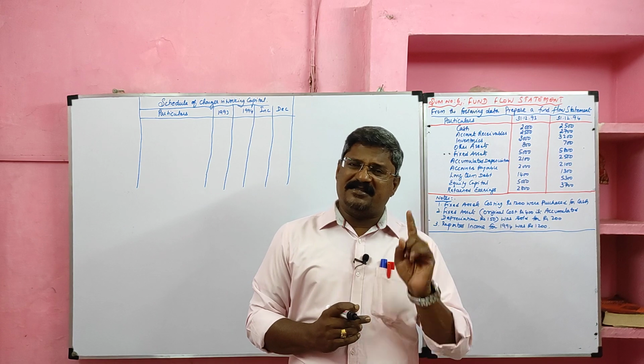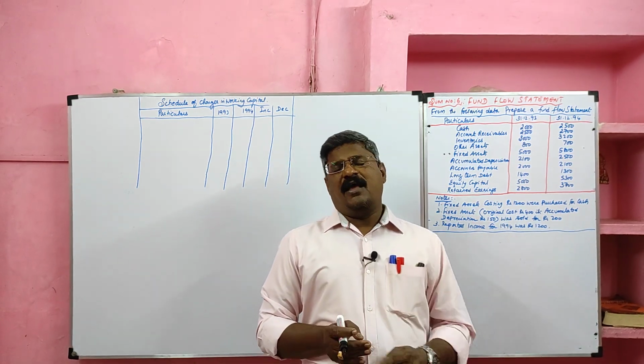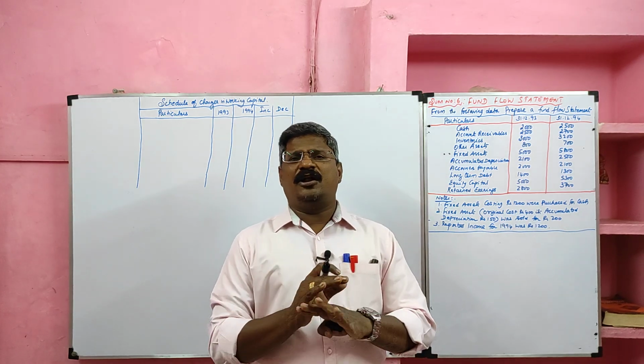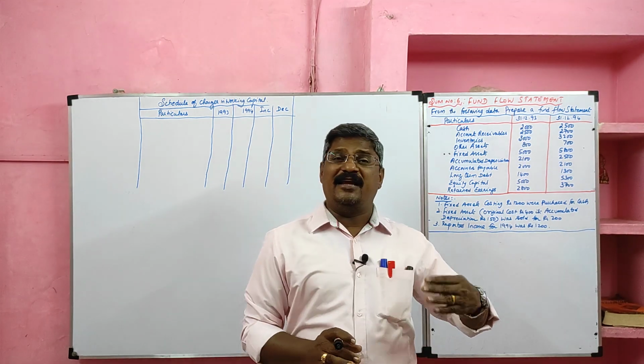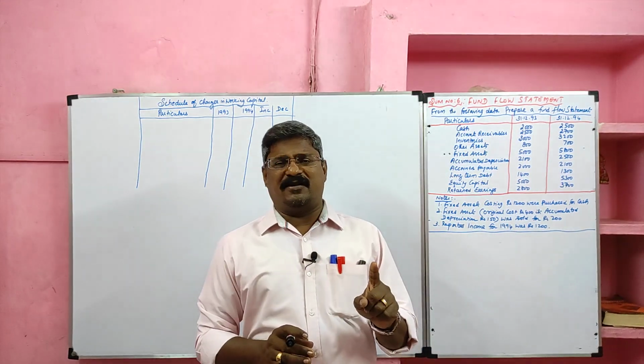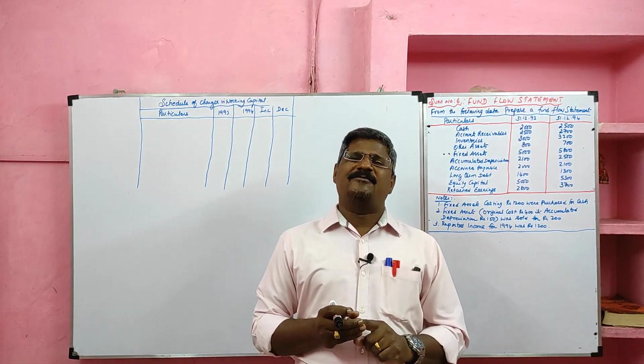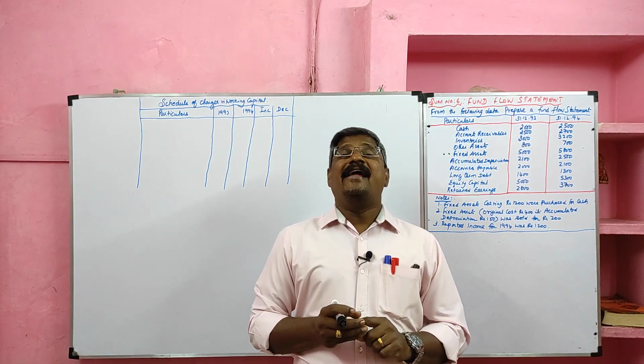If reported income is given, along with that dividend is also given, then we need not consider the reported income, we can ignore it. If dividend is not given and only reported income is given, in that case we have to find the hidden dividend. Yes, students, in this problem we are going to ascertain hidden dividend.